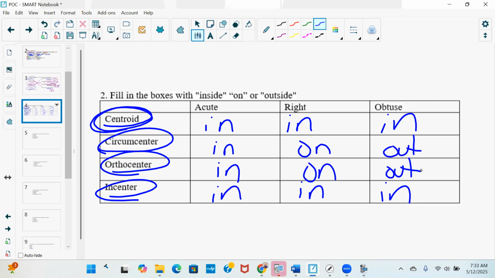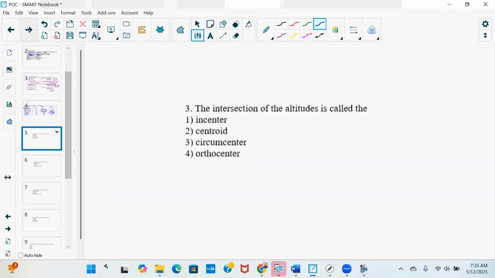And basically what that means is where they occur. For example, the intersection of the altitudes in an obtuse triangle will occur outside the triangle. The perpendicular bisectors of a right triangle will occur on the actual triangle. So that's it. From there, you're just taking that knowledge and you're answering questions based on that.